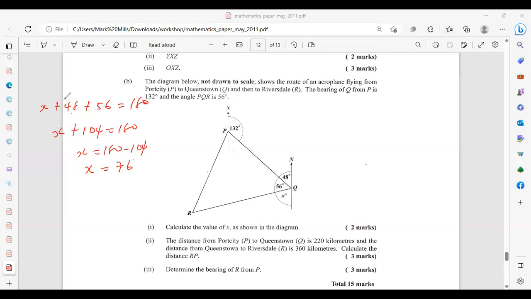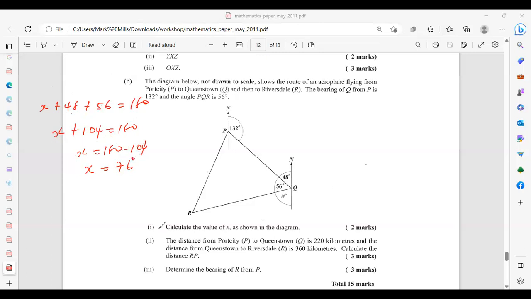So when you add x plus 48 plus 56, you get 180. We add the 48 and the 56, you get 104. So x plus 104 equals 180. So x is equal to 180 minus 104, we get 76 degrees. Good job.